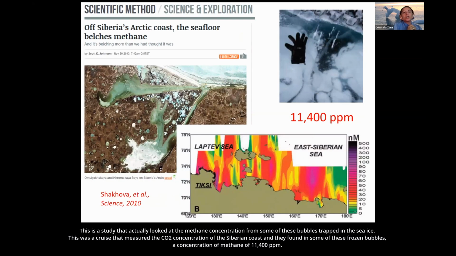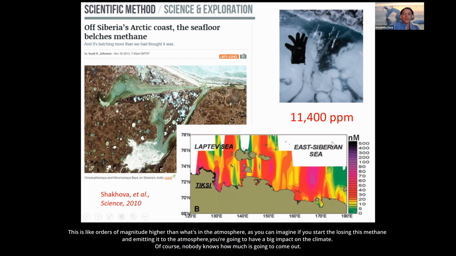This is a study that looked at the methane concentration of some of these bubbles trapped in the sea ice. This was a cruise that measured concentrations off the Siberian coast. And they found in some of these frozen bubbles a methane concentration of 11,400 ppm. That is orders of magnitude higher than what's in the atmosphere. As you can imagine, if you start losing this methane and emitting it to the atmosphere, you're going to have a big impact on the climate.